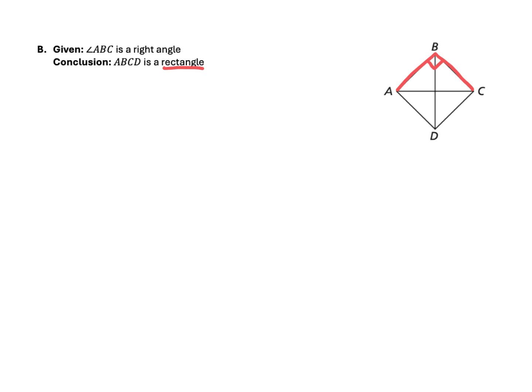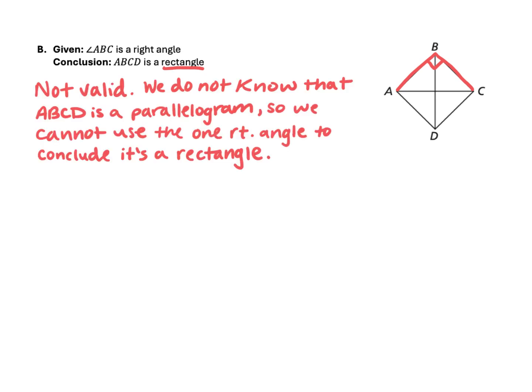However, in this problem, we do not have enough information here to conclude that ABCD is a parallelogram. So we cannot use that 1 right angle to conclude it's a rectangle. Therefore, this conclusion is not valid. So we have to be really careful when using these conditions. This is not valid because we do not know that it's a parallelogram, and that condition that involves 1 right angle proving that it's a rectangle requires it to be a parallelogram.